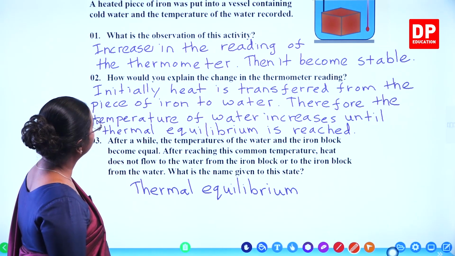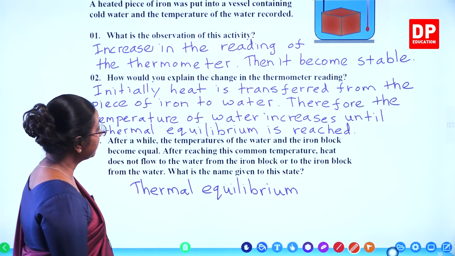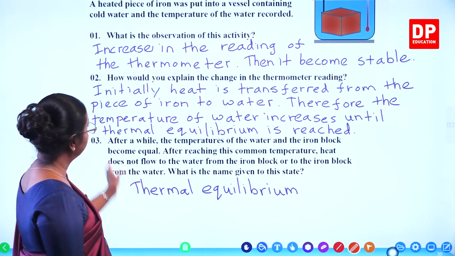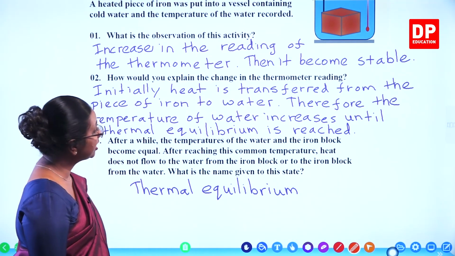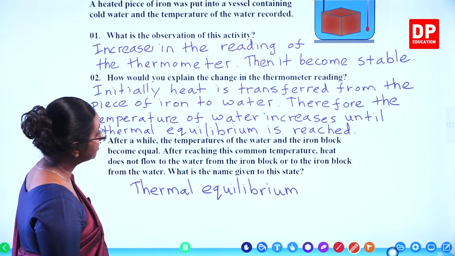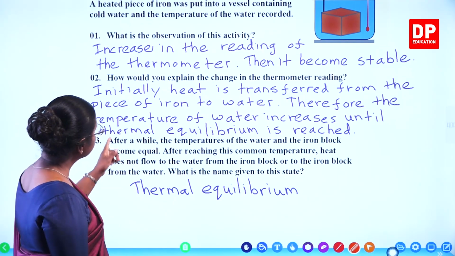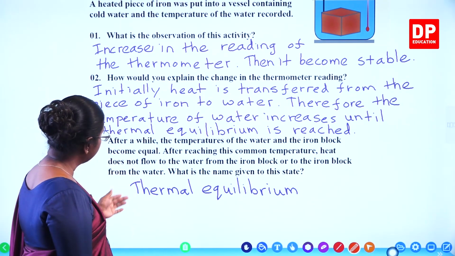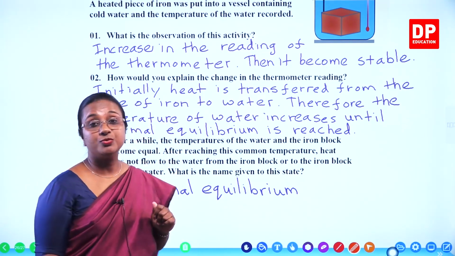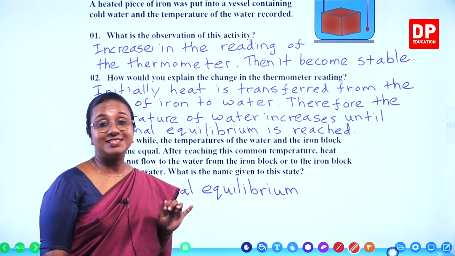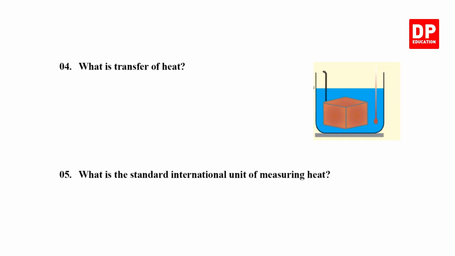So the first question, what is the observation of this activity? Increase in the reading of the thermometer. Then it becomes stable. You can omit that part also, but you have to write that there is an increase in temperature. Then how would you explain the change in the thermometer reading? Initially heat is transferred from the piece of iron to water. Therefore, the temperature of water increases until thermal equilibrium is reached, and then the name of the state is again thermal equilibrium. So I am sure students you were able to understand this activity and answer these questions correctly. With that, I will move on to the last question.